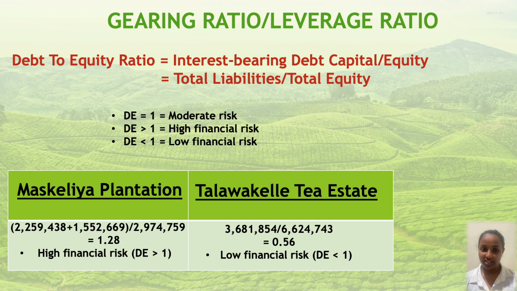Therefore, Muscalia Plantation has higher financial risk compared to the Thalakale Tea Estate. Therefore, Thalakale Tea Estate is better in terms of debt to equity ratio.